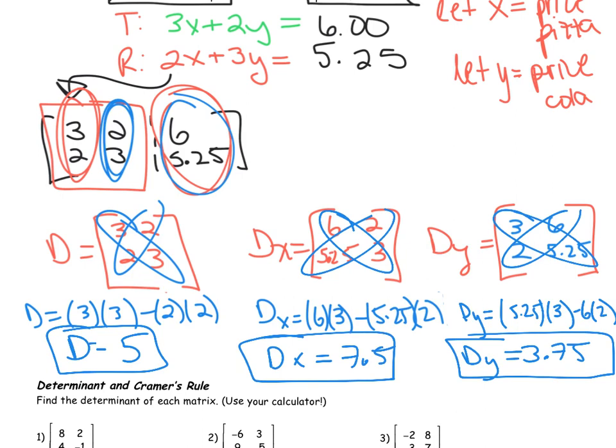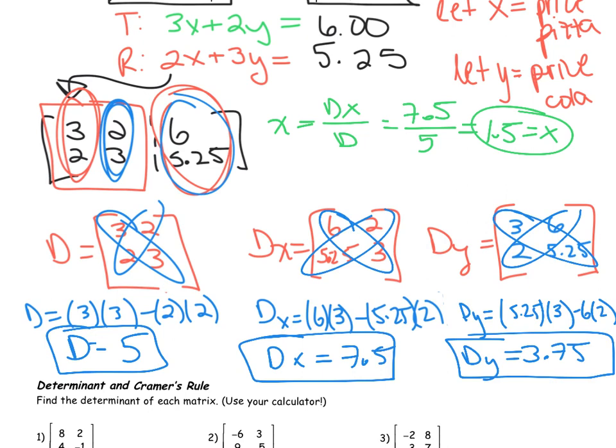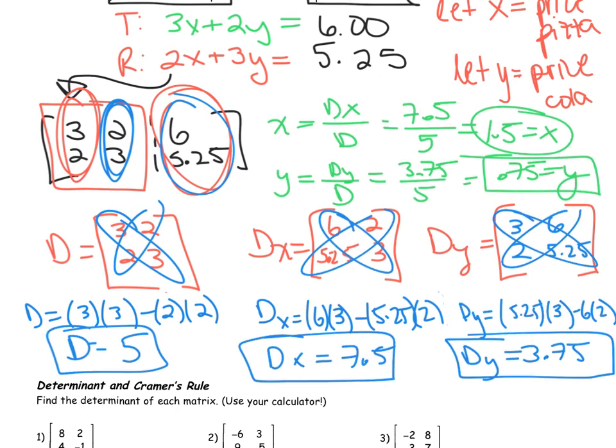So now we want to solve for each of these variables. We know x is going to equal Dx over D. And we know Dx is 7.5, divide that by 5, and you end up getting, just put that in the calc, 1.5. So 1.5 is x, which is the price for a slice of pizza. And we have y is equal to Dy over D, which equals 3.75 over 5, which again, when you put that in the calculator, you end up getting 0.75, which is equal to y, which is now the price for a cola. Okay? All right, let's keep going through.